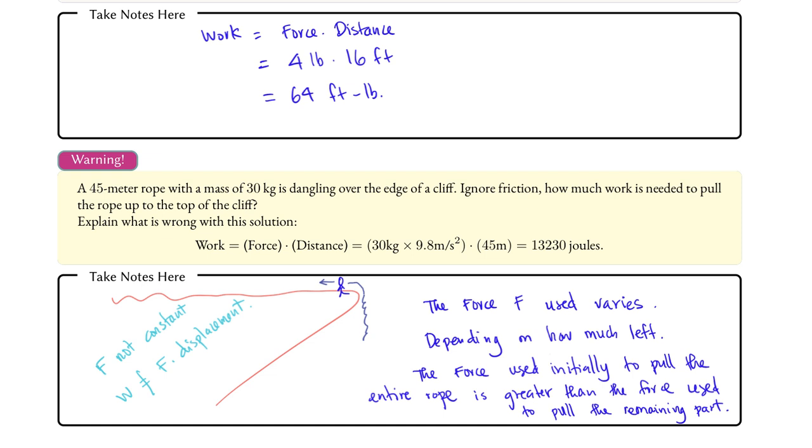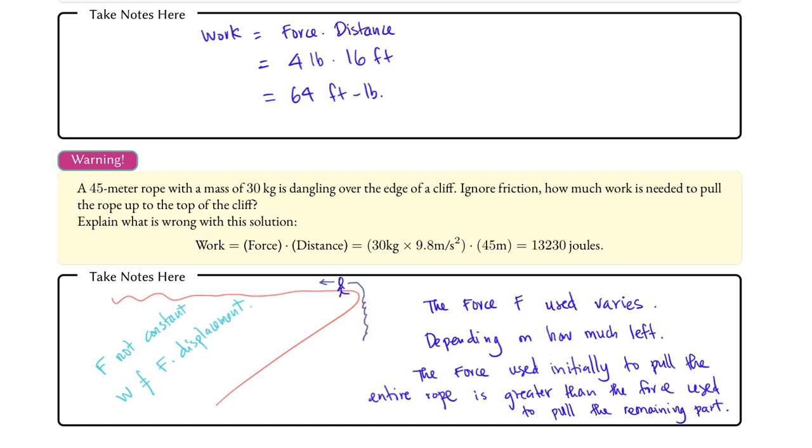There are two ways to look at this. Initially, when the rope is 45 meters long, the force needed to pull the rope up is much greater than, say, when the rope still only has 5 meters left.